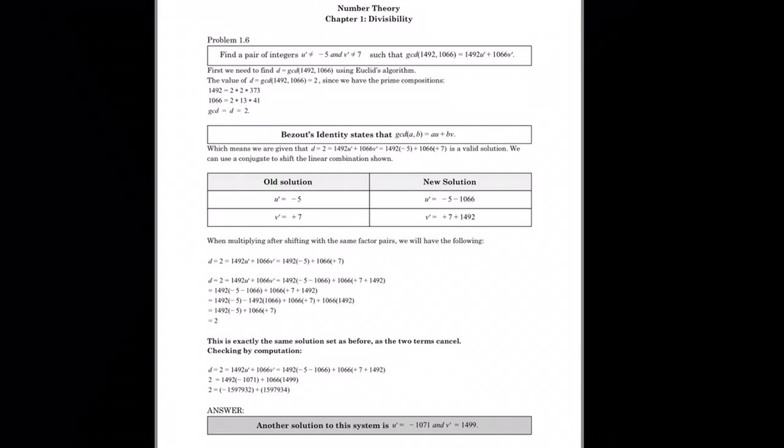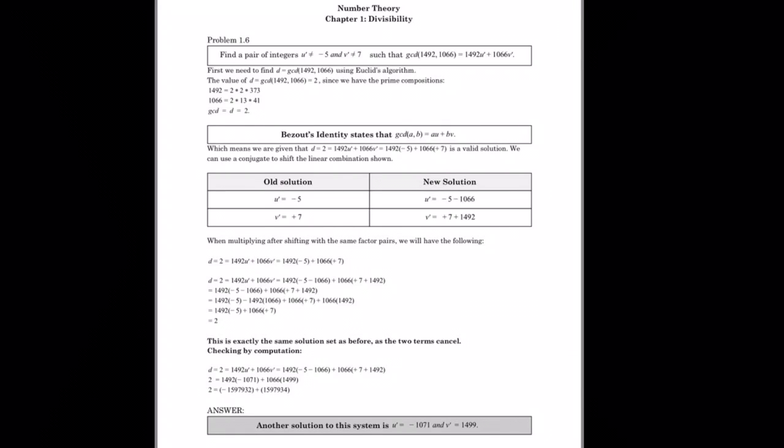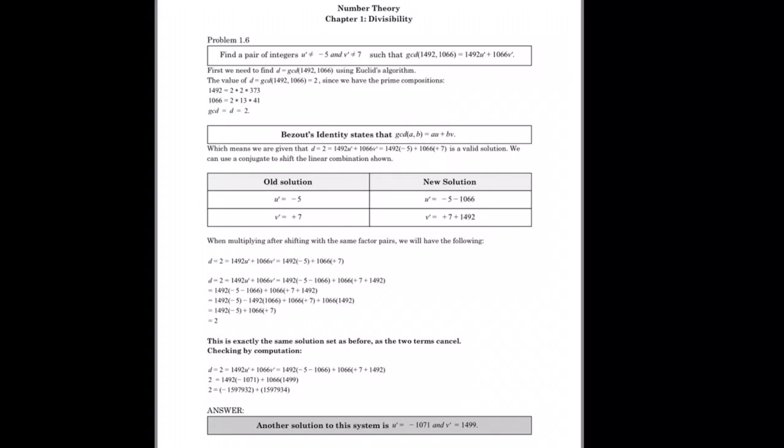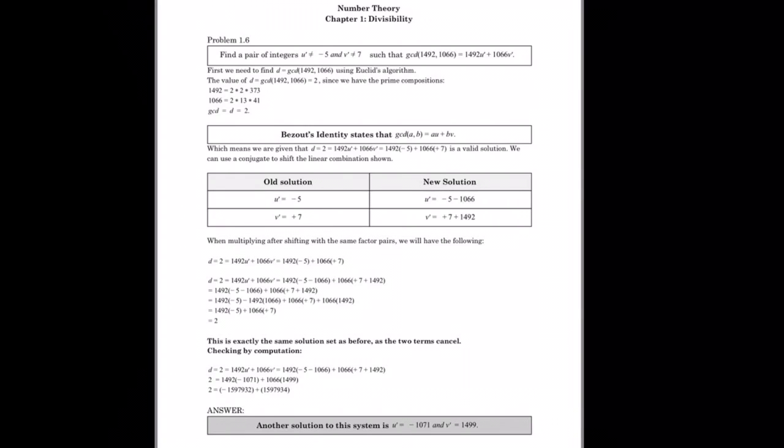Well, we need to find first d, which is the greatest common divisor. We could use Euclid's algorithm, but here I used the prime factorizations. If you look at the primes that make up 1492 and 1066, the only factor they have in common is a single 2. Bézout's identity states that the greatest common divisor of A and B, which would be 2 in this example, will be some number u times 1492 plus 1066 times some other number v.